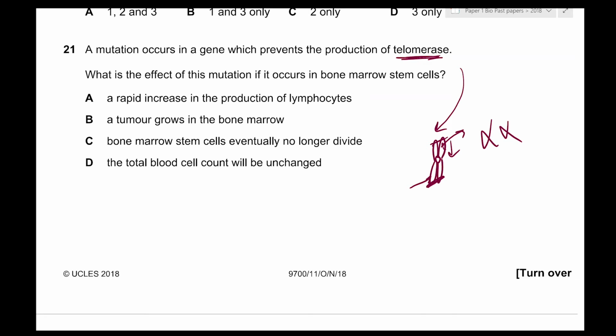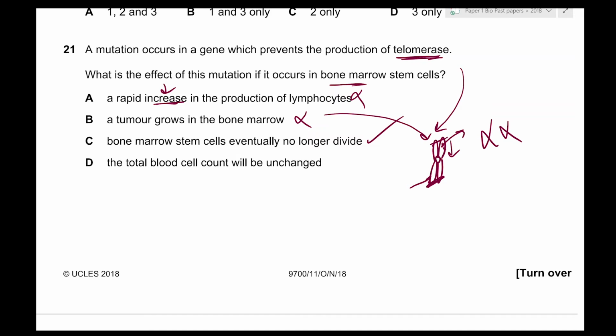A, a rapid increase in the production of lymphocytes. As we all know, bone marrow cells form the white blood cells, and if the production of telomerase decreases, there will actually be a decrease in lymphocytes, because the bone marrow cells can no longer divide to produce cells which could differentiate. So this is incorrect. B, tumor grows in the bone marrow. This is incorrect. Telomeres have no relationship with tumor growth. Tumors grow due to mutations or carcinogens. Therefore, this is incorrect. C, bone marrow stem cells eventually no longer divide.